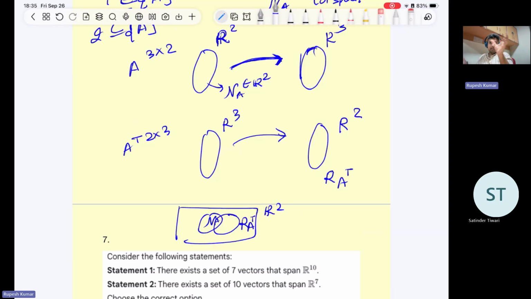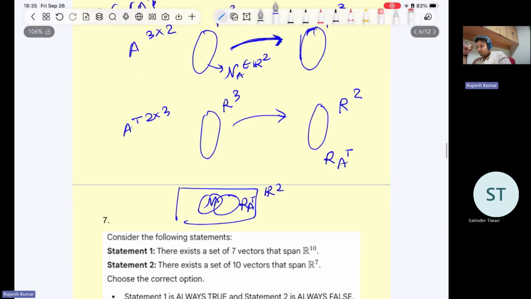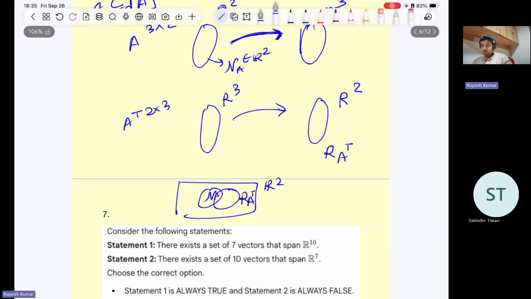Now, these may or may not intersect. We cannot comment on that. But that is essentially what they are saying: that the null space of A belongs to the row space of A, or the column space of A transpose. That is what it means. Is this clear?